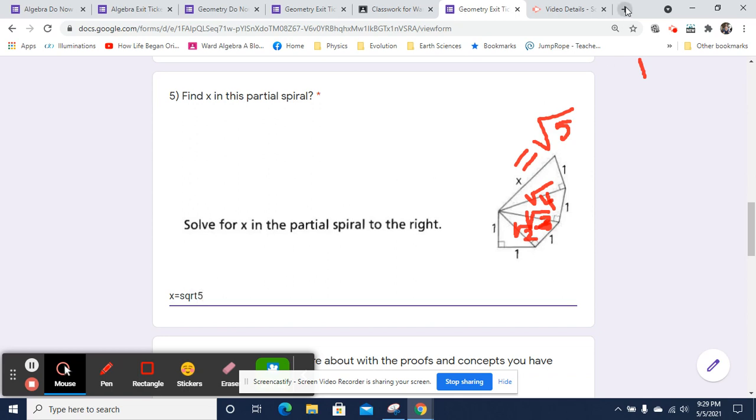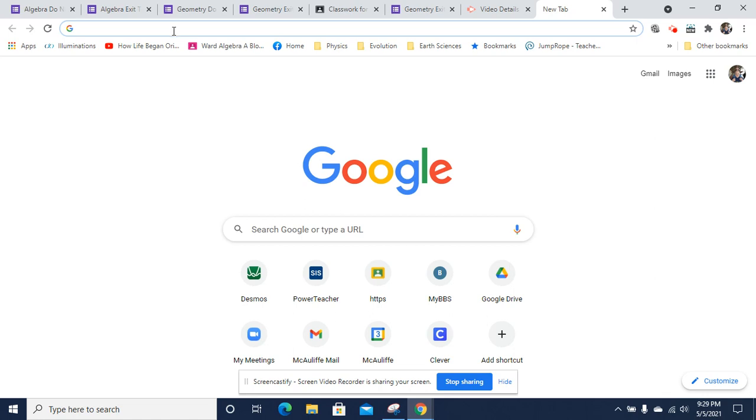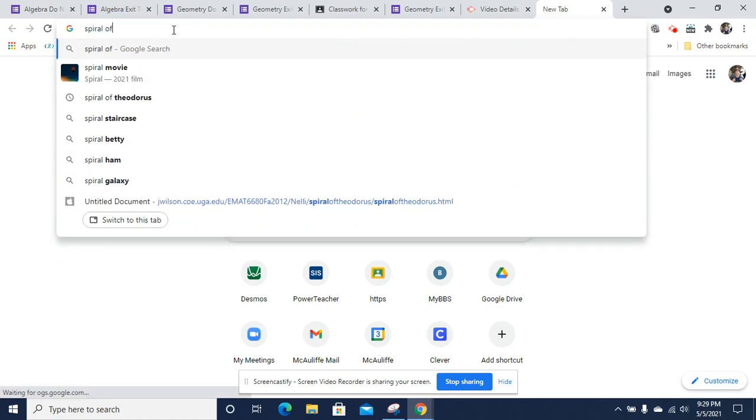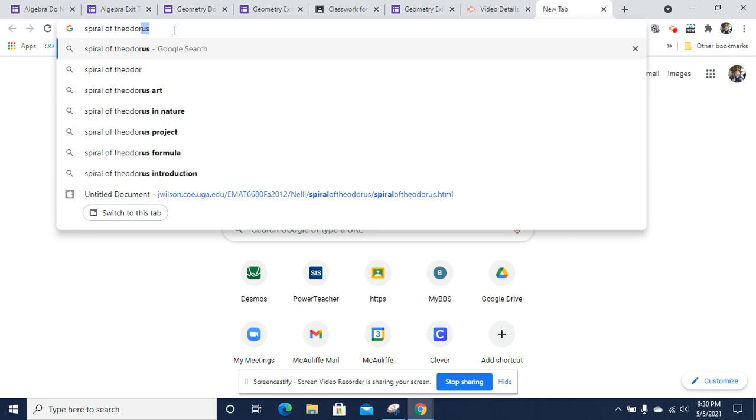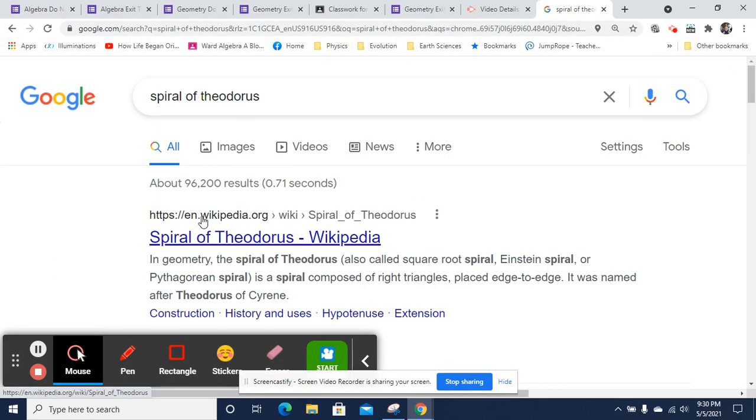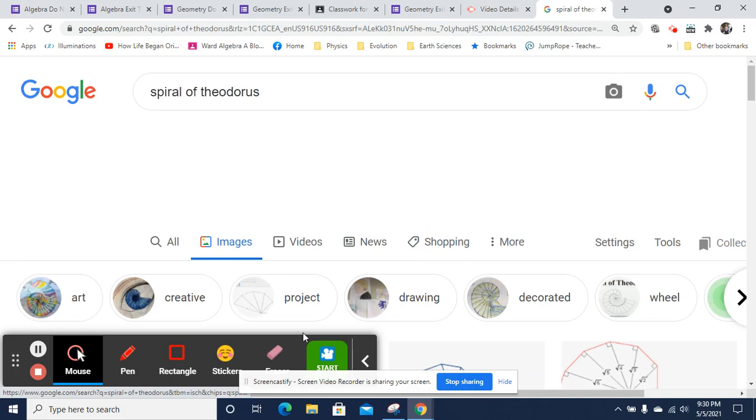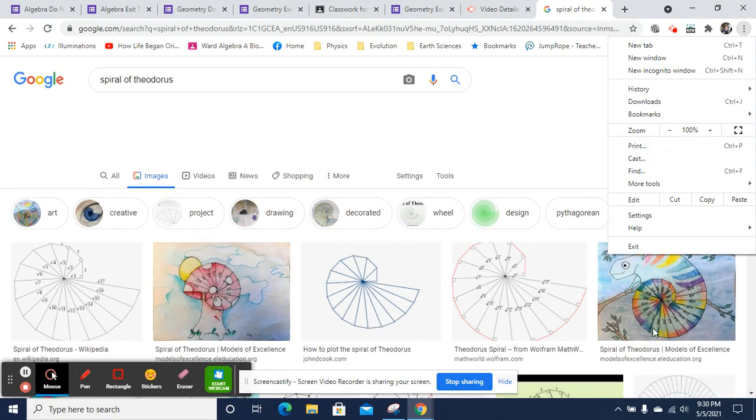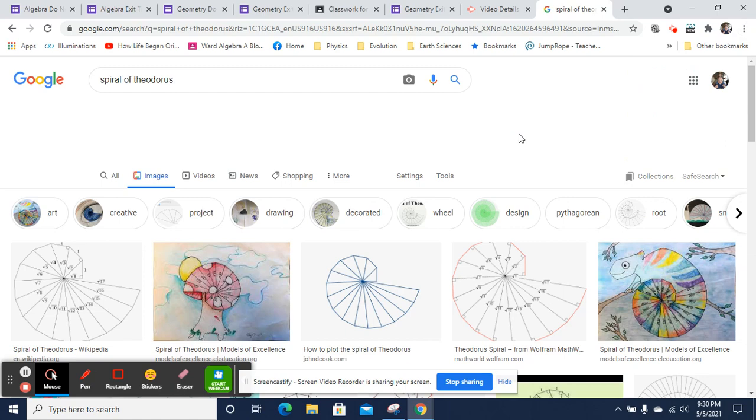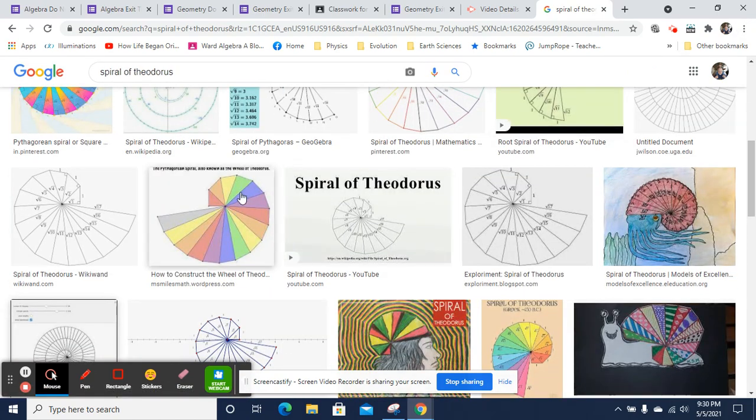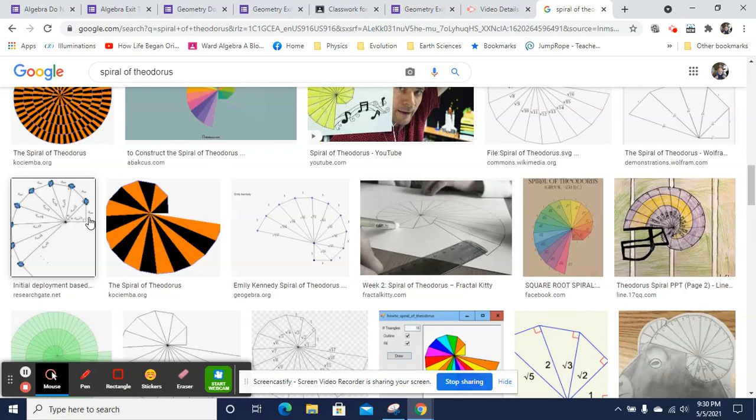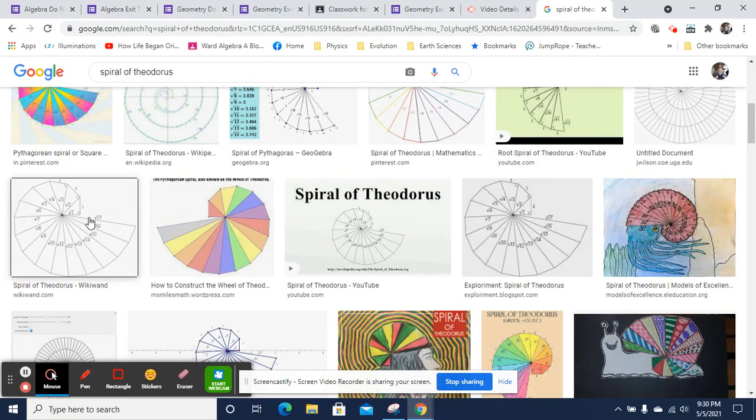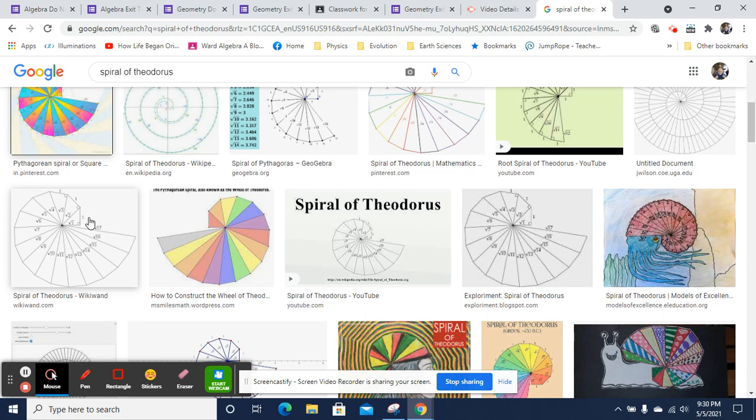And I'm going to go ahead and open up the spiral of Theodorus, in case you've never seen it or we didn't discuss it in class. This is the spiral of Theodorus. Let me zoom back in so you can see it. These are some neat projects that some people have done. So there it is, the spiral of Theodorus. Check it out. It's a fun thing to work with. All right, let me go back to where we were.